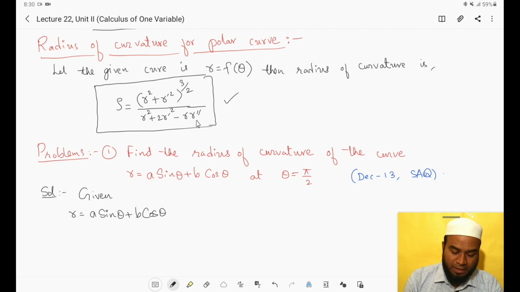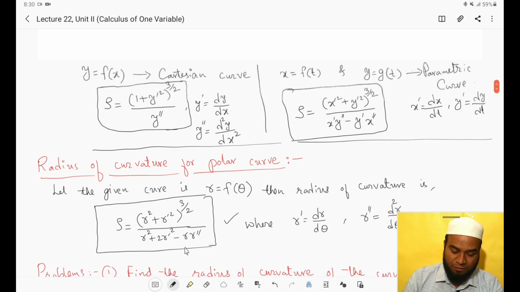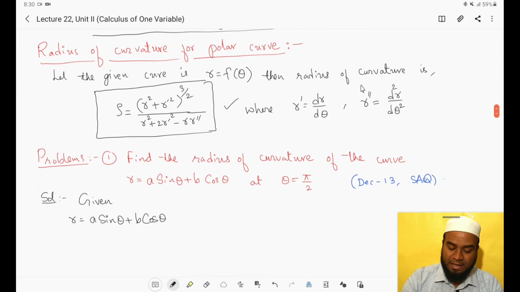What is r and what is r dash and r double dash? I forgot to write in the formula what r dash is. R dash is nothing but the derivative of r with respect to theta, dr by d theta. And r double dash is the second order derivative of r with respect to theta, d square r by d theta square. So we have to evaluate r dash and r double dash. R is given to us, so let us evaluate and substitute in this formula.